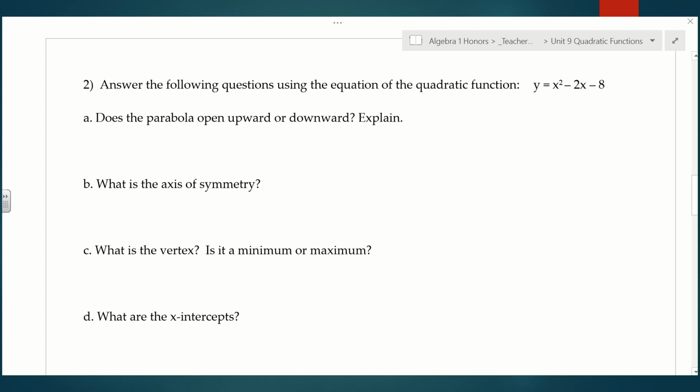First things first, it says, does the parabola open upward or downward? And explain. You may have already noticed from other parabolas that in order for a parabola to open upward, the a term needs to be positive. If the a term is negative, your parabola is going to open downward. If you look at the equation they've given us, the a term is the coefficient of x squared. So in this equation, a is 1. And since 1 is a positive number, our parabola is going to open upward.